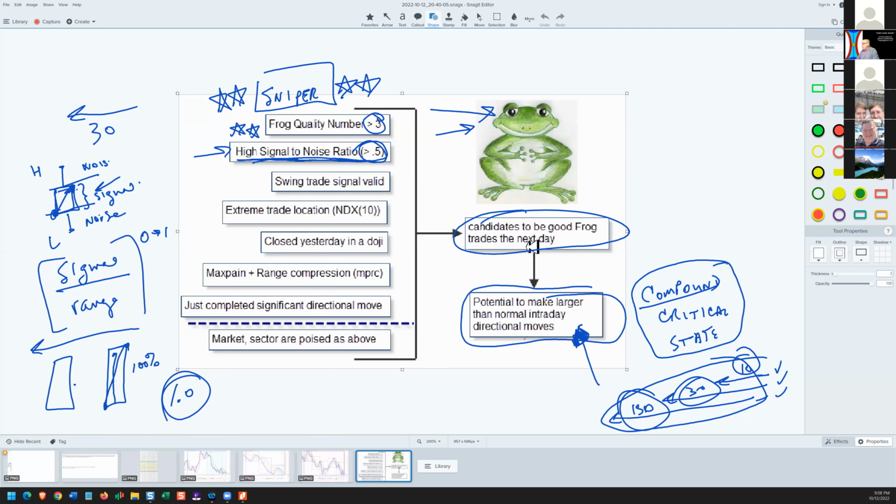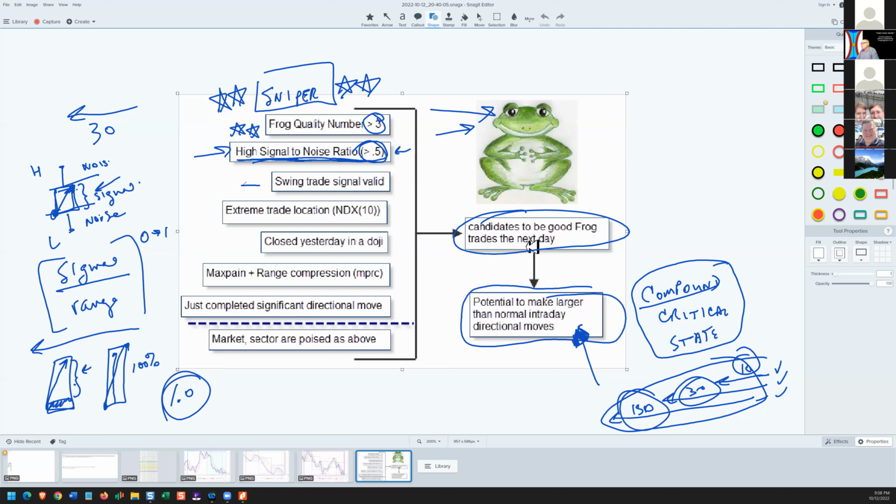Well, that's what we want, is we want things that have very directional behavior intraday, so that when we take our small risk box, that we have some expectation that it could have a large directional move, and that pays us off. So we would like to see, all other things being equal, a high signal to noise ratio.